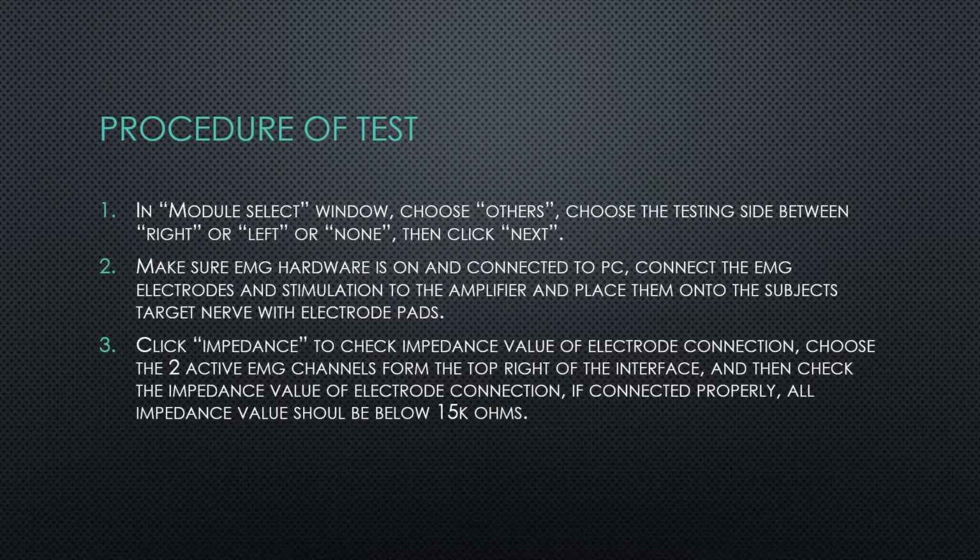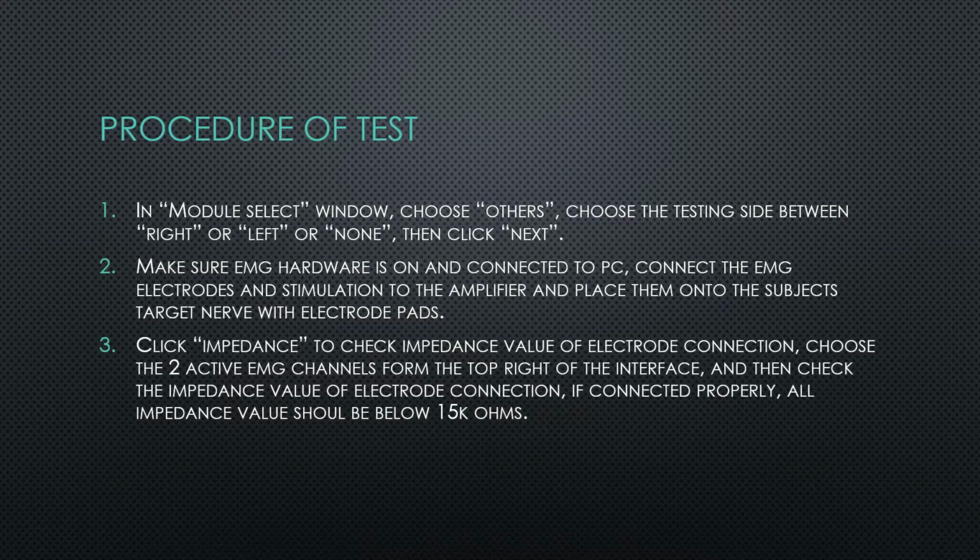Step 1. In the module, select window. Choose others, RNS. Choose the testing site between right, left, and none. Then click next. Step 2. Make sure the EMG hardware is on and connected to the PC. Connect the EMG electrodes and stimulation electrode to the amplifier and place them onto the subject's target nerve with electrode pads.